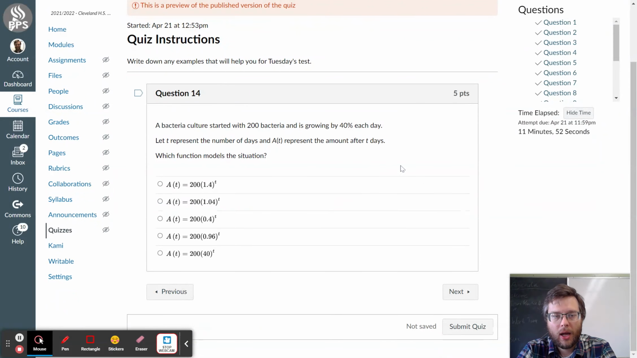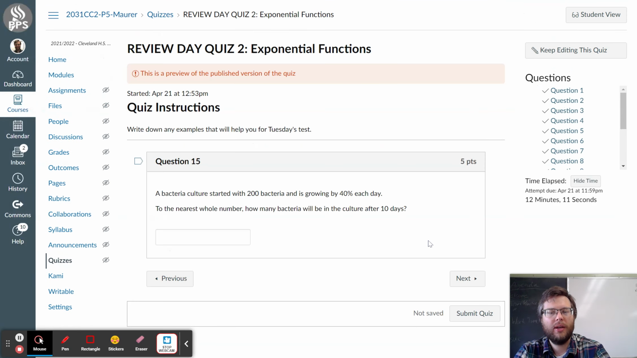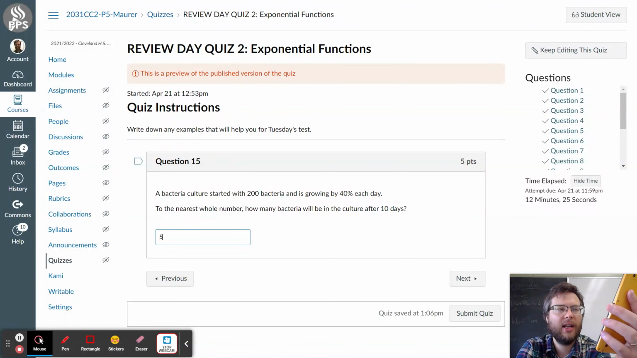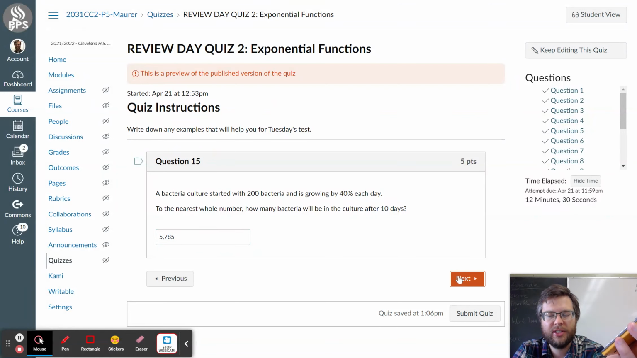All right, bacteria culture started with 200 is growing by 40% each day. So 40% becomes 0.4. And then I add that to 1 because it's growing. Growing by 40% means 140%. That's this first option right there. Now we want to know how much it will be after 10 days. So I go 200 times 1.4 raised to the 10th. I hit enter and we get 5,785. That's a lot of bacteria just after 10 days.